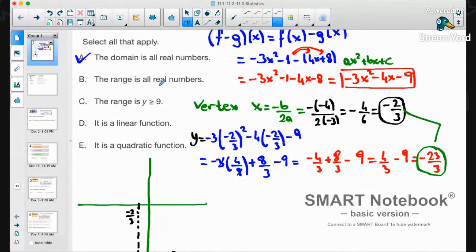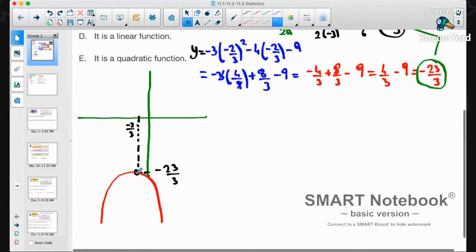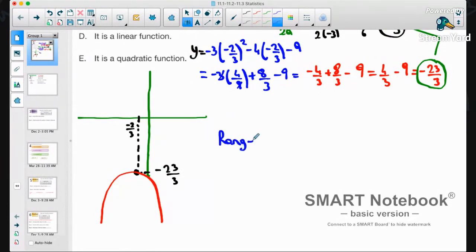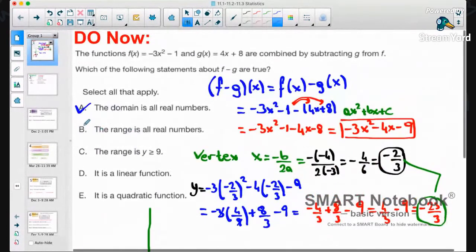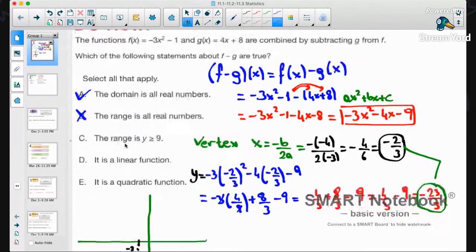The range is all the real numbers? When you look at the range, it is the y coordinates. What is the range, ladies and gentlemen? The range is the y values less than or equal to negative 23 over 3. All the values less than or equal to negative 23 over 3 is your range. So this is the reason all the real numbers is not the correct answer.